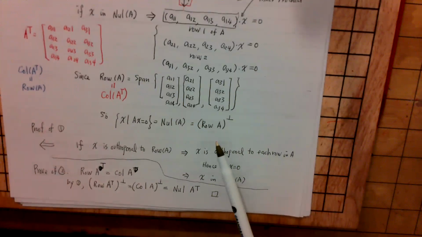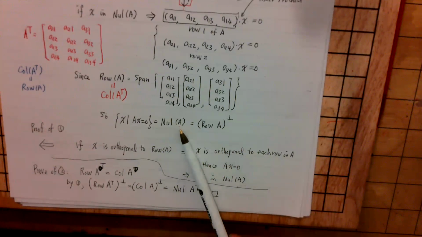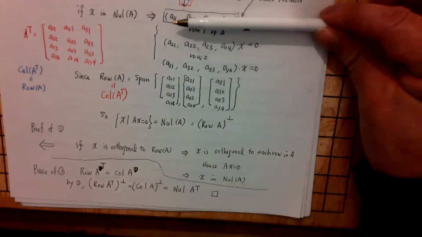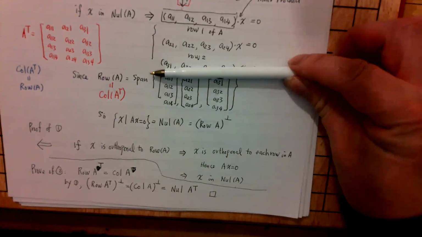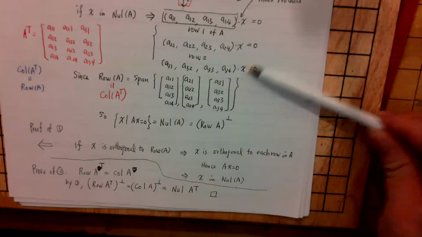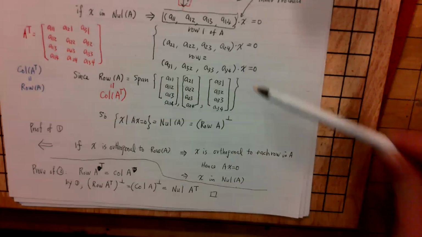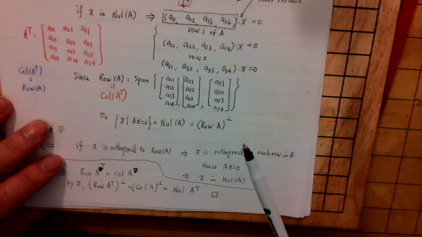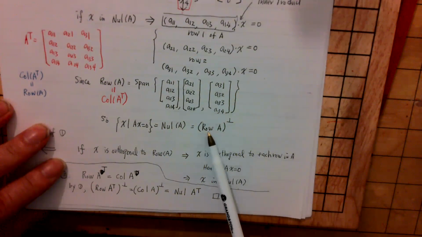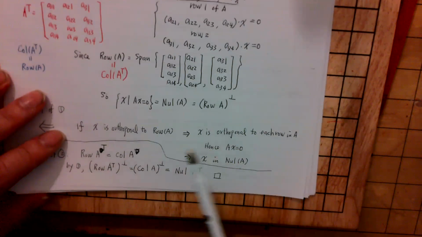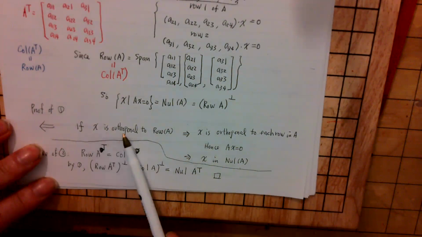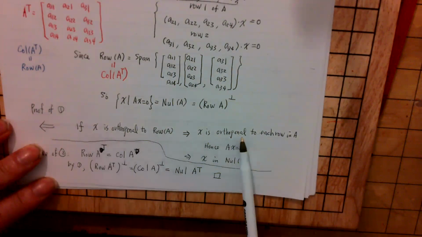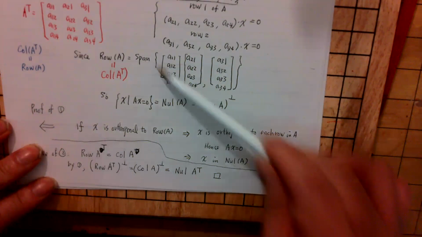So for any x in the null space of A, it's also in the orthogonal complement of the row space of A. This is row one, row two, row three, and times x always equals zero. So x is also in the orthogonal complement of the row space of A. Okay? Now, the other direction. If x is orthogonal to the row space of A, then x is orthogonal to each row in A. Just reverse the proof.